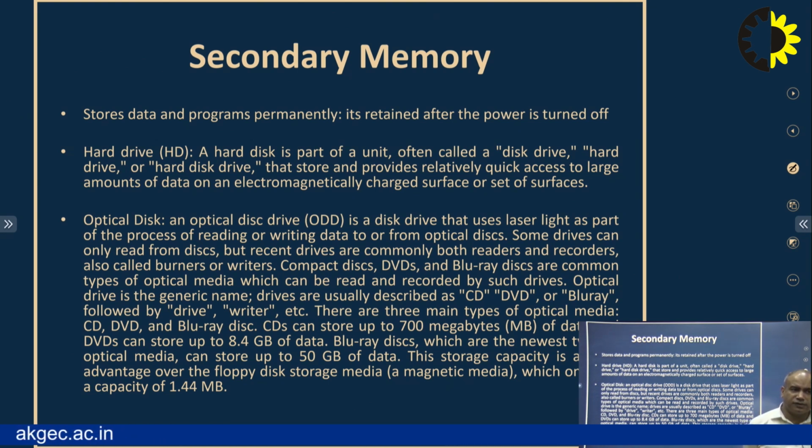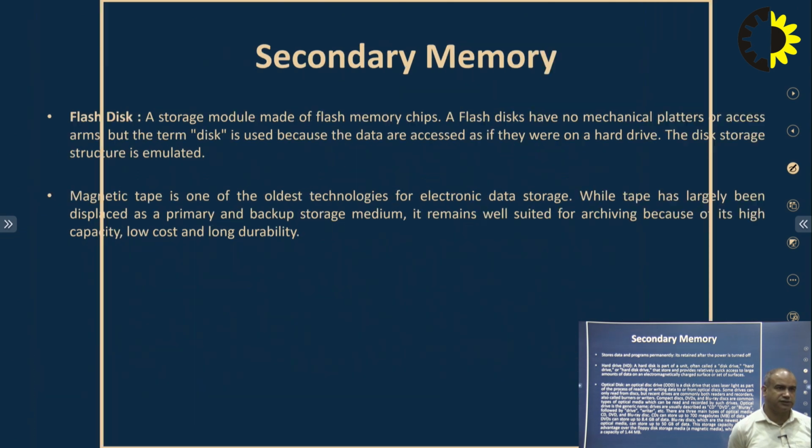Drives are usually described as CD, DVD or Blu-ray. A CD can store up to 700 MB of data, a DVD can store up to 7.5 to 8.4 GB of data, and Blu-ray can contain up to 25 to 50 GB of data. So the storage capacity is a clear advantage over the floppy disk storage media, which only has a capacity of 1.44 MB. That was used earlier, when computers were in the first or second generation.